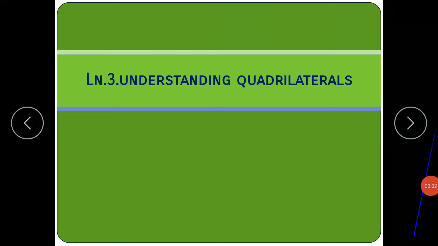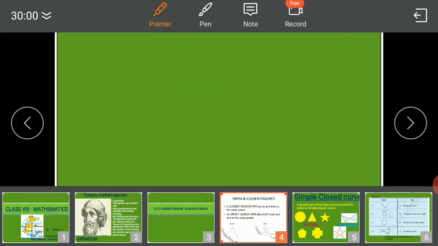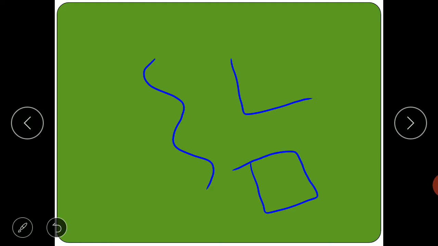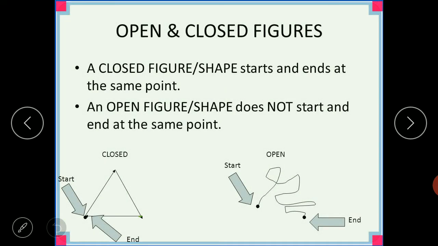Chapter 3, Understanding Quadrilaterals. Let's see the introduction of this chapter. On your page, without lifting your finger, whatever you scribble, it's a curve. Now, it's a curve. This is a curve. Open and closed figure, open and closed curve.